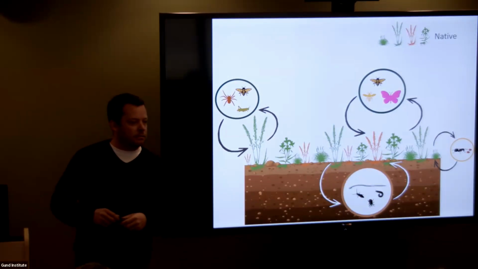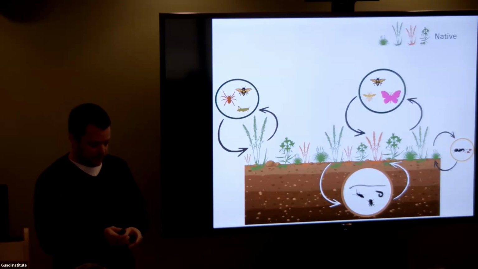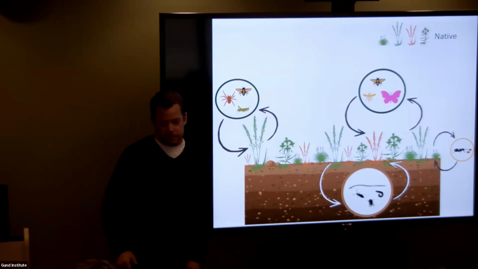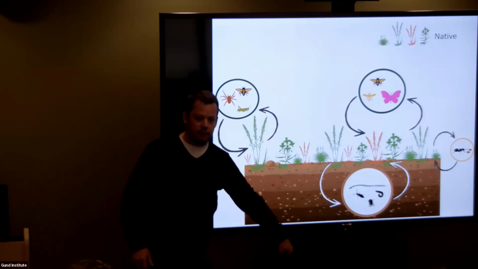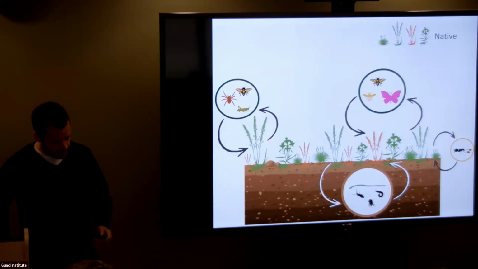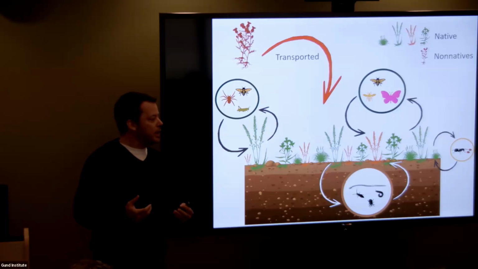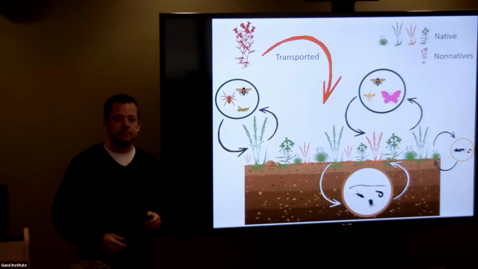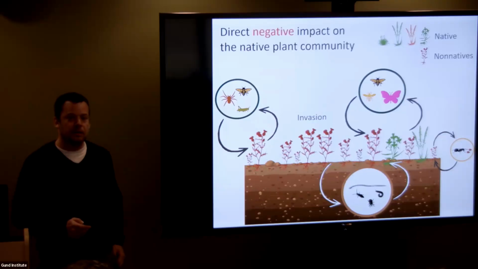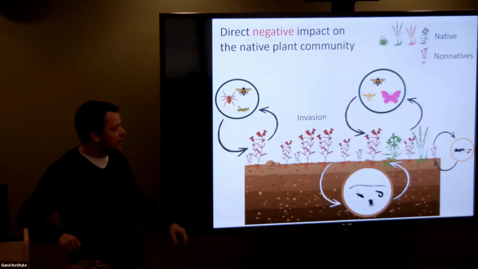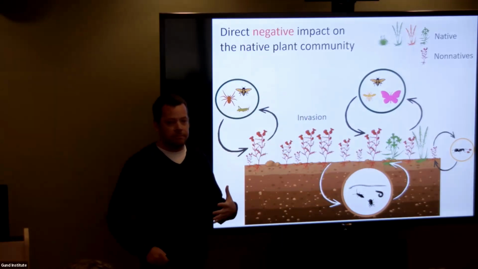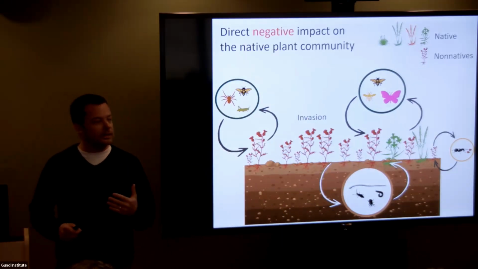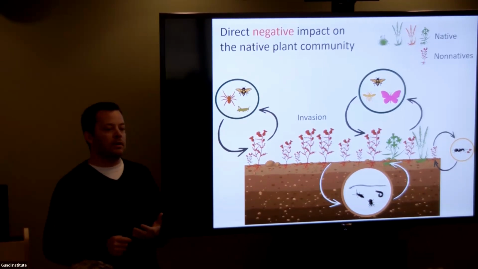So this is a representation of an ecosystem. You have native plants and arthropods, and you have the green food web and the brown food web. Green is everything that eats plants or anything above ground; brown is everything below ground. Then some non-native species is transported to this region. They establish and become invasive, and you can see that they are displacing the native plants, so they are having a negative impact on the native plants. Those are the things that we record. These are the impacts on nature.